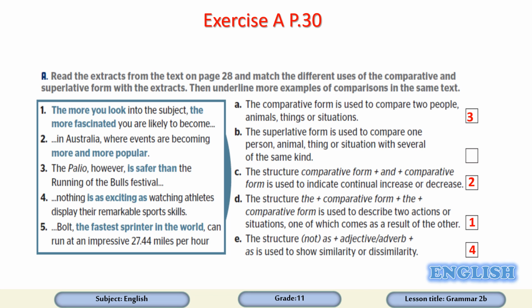We finish with sentence number 5. Bolt, the fastest sprinter in the world, can run at an impressive 27.44 miles per hour. What type of structure is used in the sentence? Yes, very good. It's the superlative, and it compares Bolt to other sprinters in the world. So the answer is clear. It's B. The superlative form is used to compare one person, animal, thing, or situation with several of the same kind.